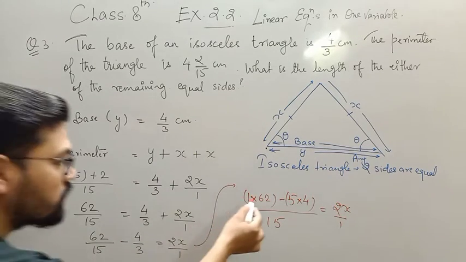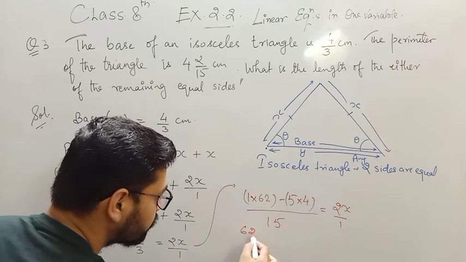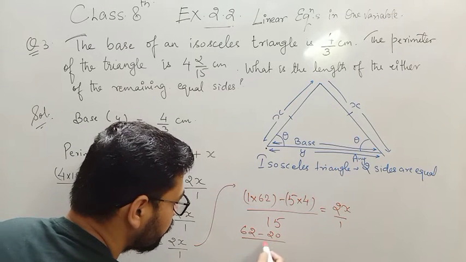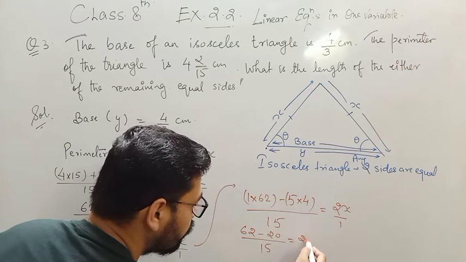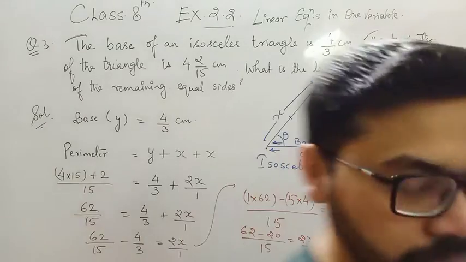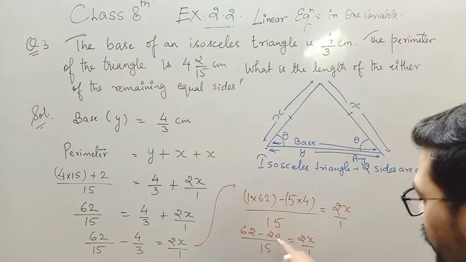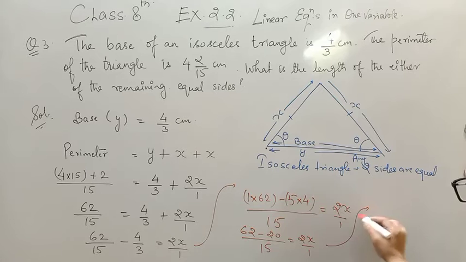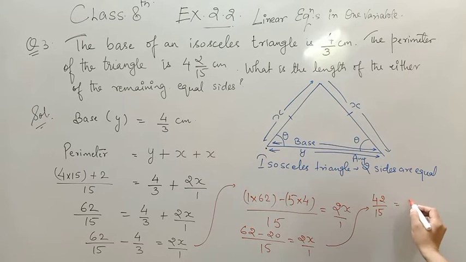Now 62 minus 20 divided by 15 equals 2x divided by 1, right? Now 62 minus 20 is equal to 42 divided by 15, is equal to 2x divided by 1. So you just need to cross multiply 2 with 15. So what will you get?